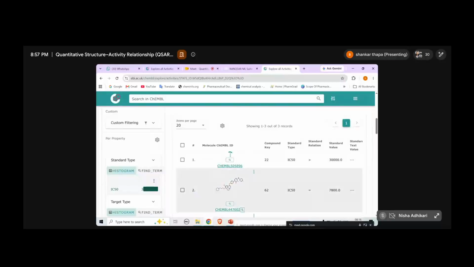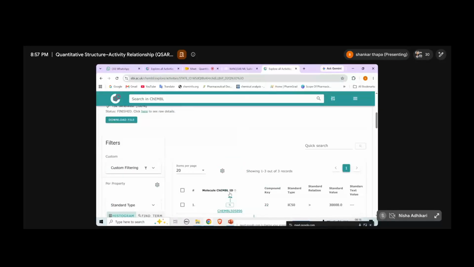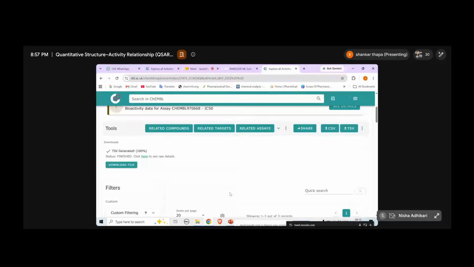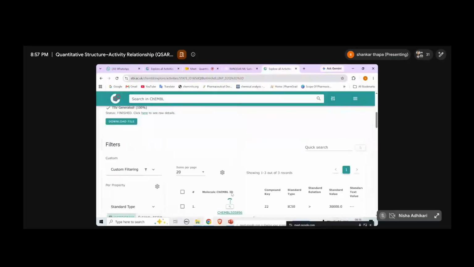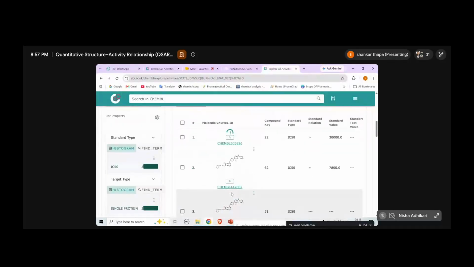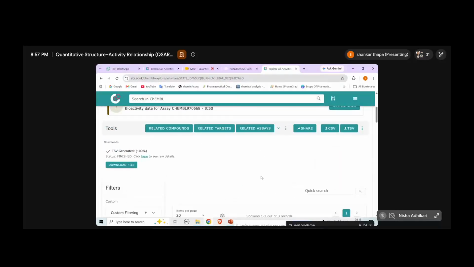But the structure, you would have to download one by one, correct? That is possible, but it is time consuming. You would have to work the whole day to collect even only 50 compounds, which is quite lengthy. Here it shows the download file, so you can click and download the TSV file. Now, we need the structure also, right?